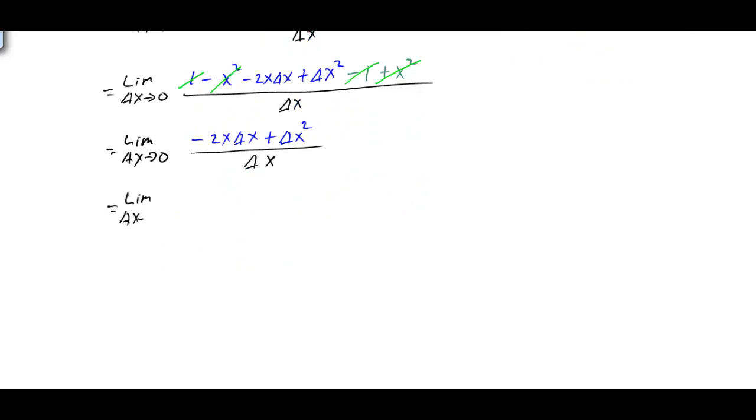At this point, we're able to once again factor out a delta x, and that's really what we're trying to do. We're trying to get to the point where when we simplify the numerator, the only terms left contain a delta x, so therefore we can factor out the delta x. And if we factor it out, we're left with a negative 2x plus delta x. And the reason we want to factor this out, again, is so we can cancel the delta x off the bottom.